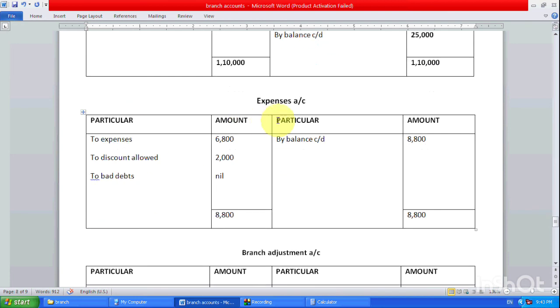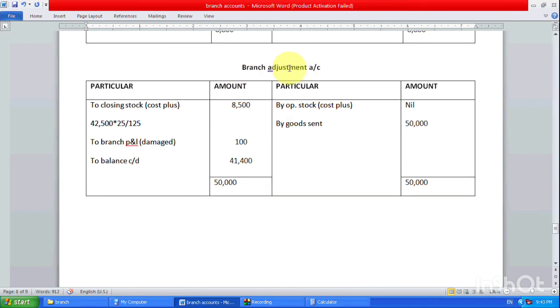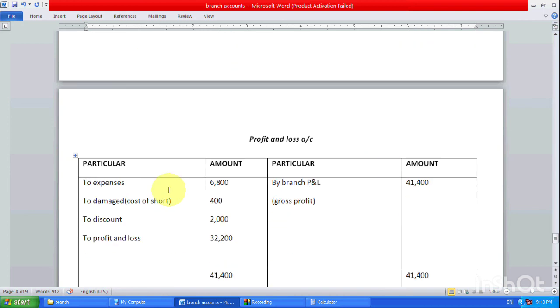Okay, here see, to discount. Okay, this is how expense accounts are prepared. This is how branch adjustment accounts are prepared. Then finally the profit and loss account will be prepared here.